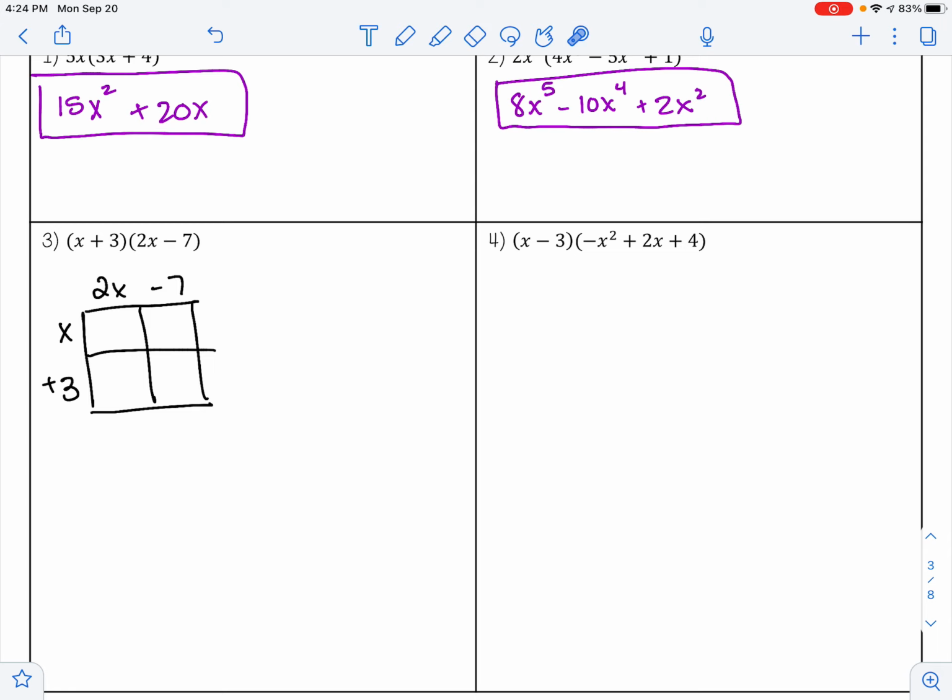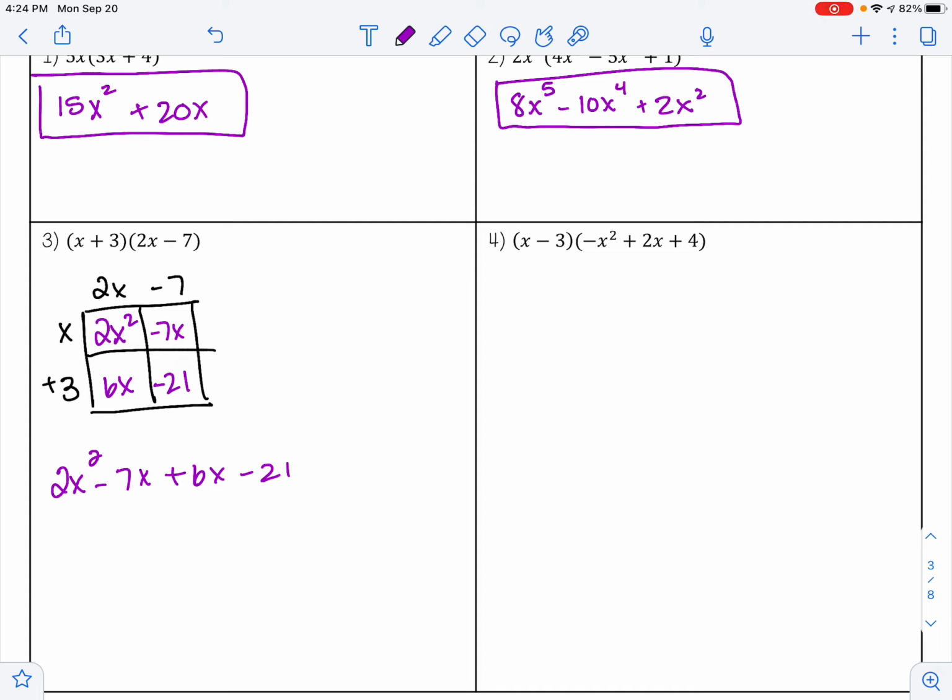X times 2x is 2x squared. X times negative 7 is negative 7x. 3 times 2x is 6x. And 3 times negative 7 is negative 21. So inside of my area model, I have 2x squared minus 7x plus 6x minus 21.